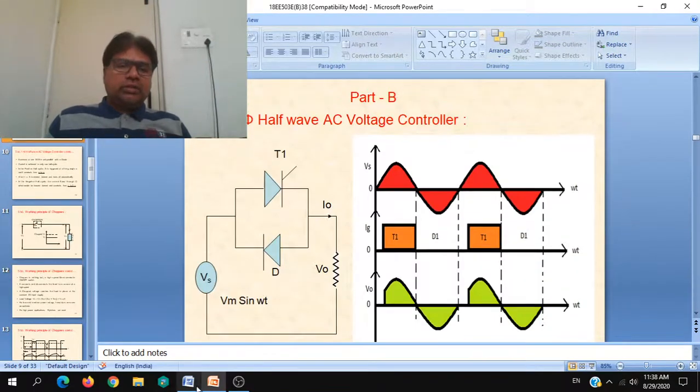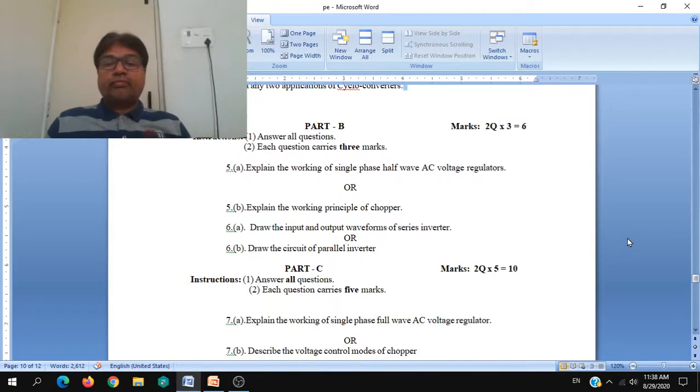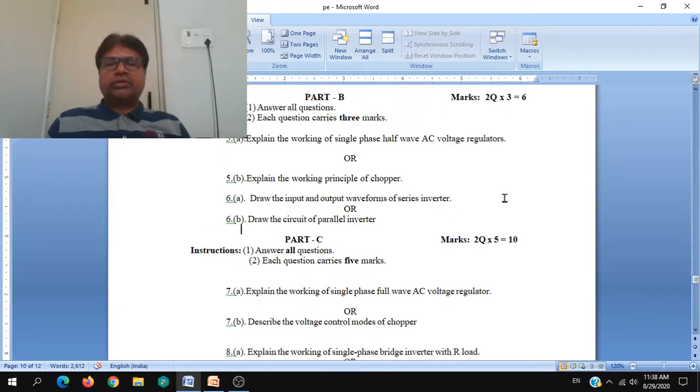And that is all with part A. Next we will switch over to part B. Again, it comprises 2 main questions, 5 and 6. The fifth question comes from unit 3, that is AC voltage regulators and choppers. The sixth comes from unit 4, that is inverters and cycloconverters.